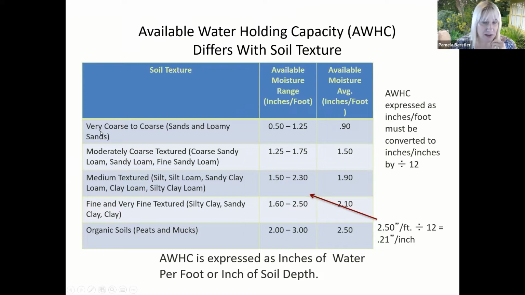So first of all, this available water holding capacity chart is organized by soil type, going from very sandy at the top of the chart down to organic soils, which we're going to talk about later. Organic soils are like peat soils, so that's probably not happening for you. So we're somewhere in between sandy soil and clay soil. Then as you move across into the second column, you see available moisture range, inches per foot.